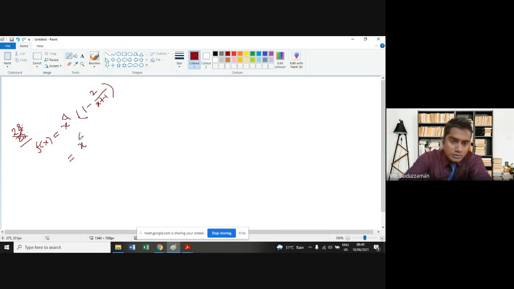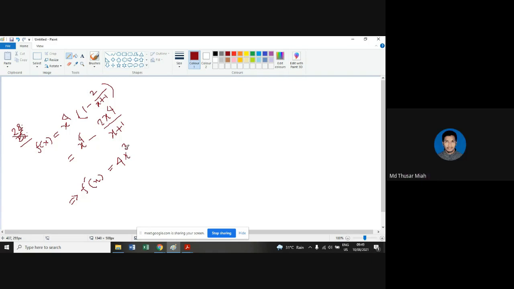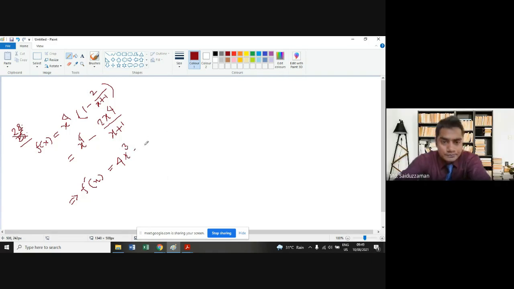Suppose x to the power 4 minus 2x to the power 4 over x plus 1. Then take the differentiation with respect to x. So what will you get? f prime of x, the first-time derivative. Tell me what is the value. First value is 4x cubed minus, by the u by v formula, right? x plus 1 squared, and here x plus 1 into what? 2x to the power 4.